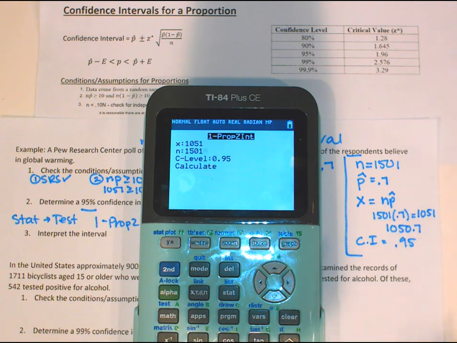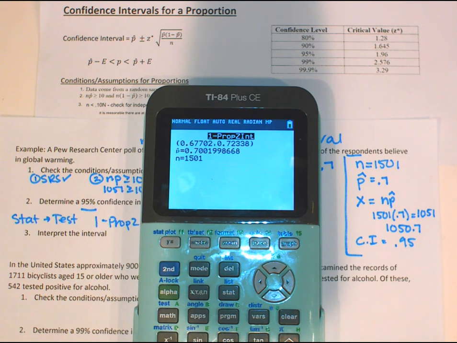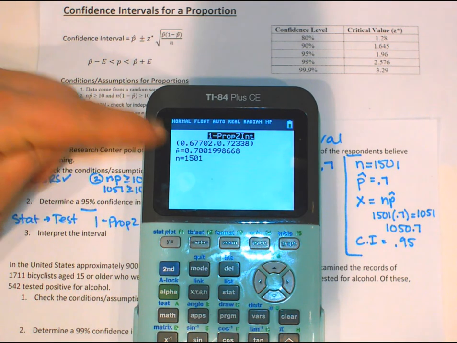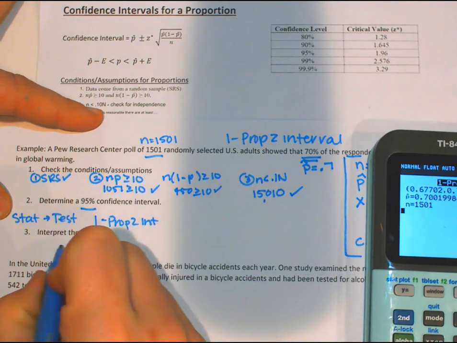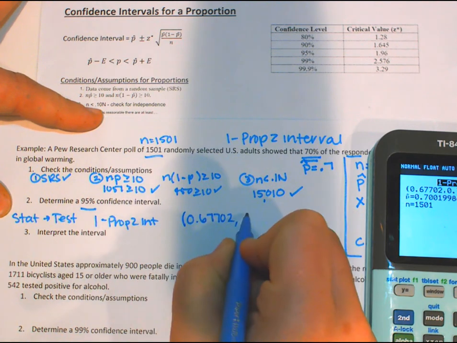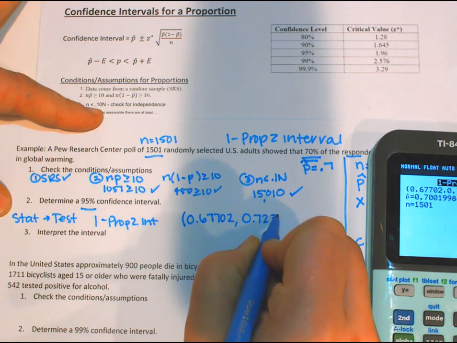And then we want to be 95% confident. So we type that information into our calculator and then hit calculate. And our calculator will do the work. Right up there is that confidence interval that we need. So the interval here is 0.67702 to 0.72338.